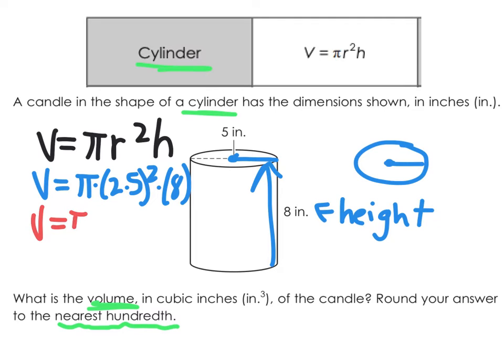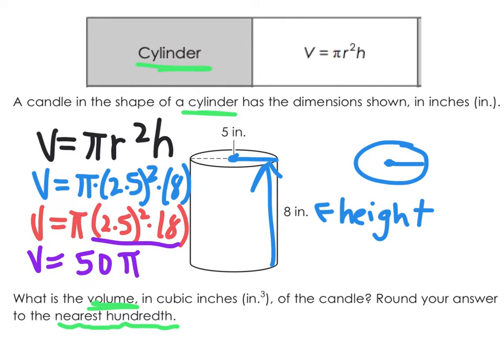Now my advice when you're solving these is to save the pi for last, just like if it's dessert or dinner. Save your pi for the end. So I would first do 2.5 squared times 8. So 2.5 times 2.5 times 8 is 50. So 50 pi could be one of the answers. Since this one says to round to the nearest hundredth, I'm going to go ahead and multiply 50 times pi. But sometimes it'll ask for your answer in terms of pi, so we could be done right there.